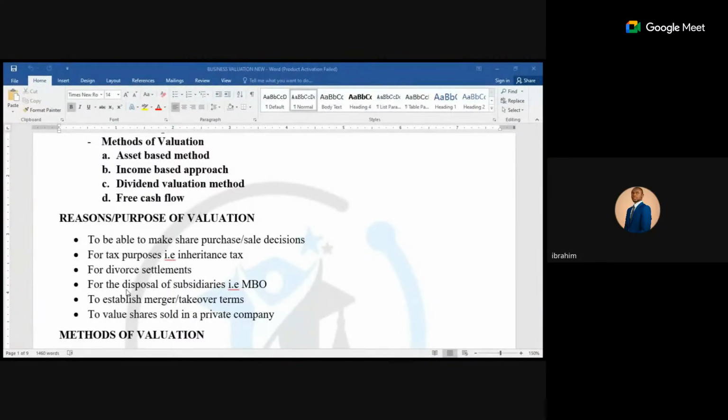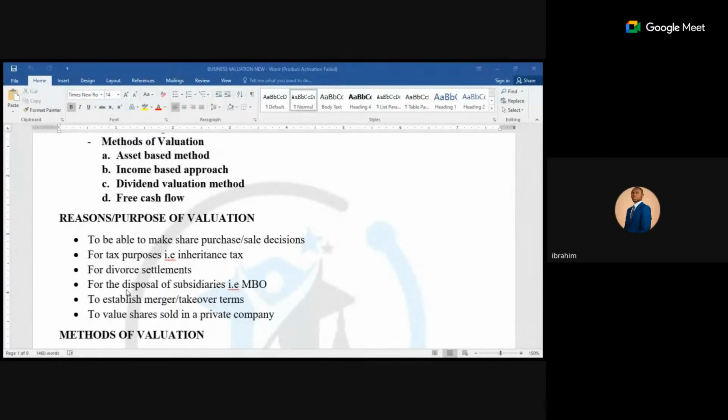for the purpose of tax, you carry out a valuation of a business for tax purposes. For you to check, or if you want to calculate the total tax that is yet to be paid in the last 6 to 7 years, you have to carry out a valuation to determine the total tax. You can do that using valuation of a business.